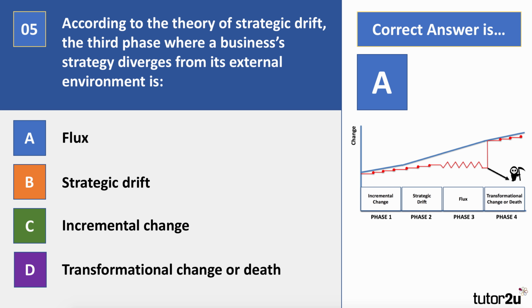Initially, just incremental change. The strategy is a little bit cut adrift from the external environment, but then as it drifts further apart, strategic drift happens, and then we get to a phase of flux where the business tries to make some adjustments to strategy to take account of the drift, and it gets to a stage at the end of the flux where it either makes a transformational change that gets it back on track, or the business dies. But the third phase there is flux. Hopefully you got that one right. Don't worry if you didn't. Try this one. Question number 6.